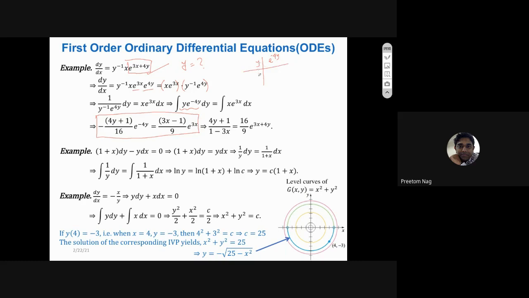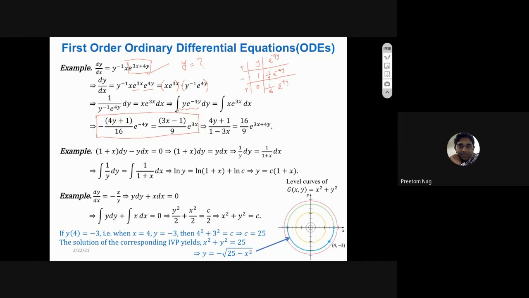Differentiating y, you will have 1. Differentiating 1, you will have 0. Integrating e to the minus 4y gives minus 1 by 4 e to the power of minus 4y. Integrating again gives 1 by 16 e to the power minus 4y. So the signs are positive, negative, positive.